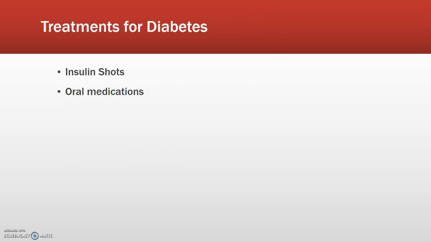Then we will discuss treatments for diabetes. Most diabetics that are around for type 1 diabetes know about their insulin shots and oral medications. They're pretty good about making sure that they're up to date on them, making sure that they're eating when they're taking their insulin.